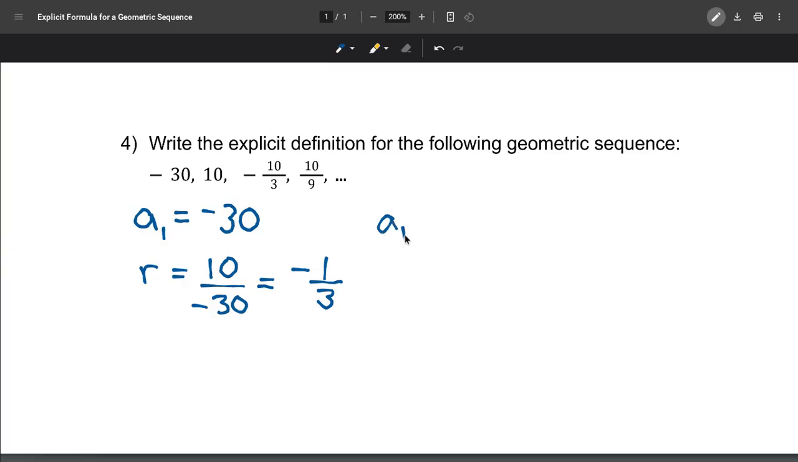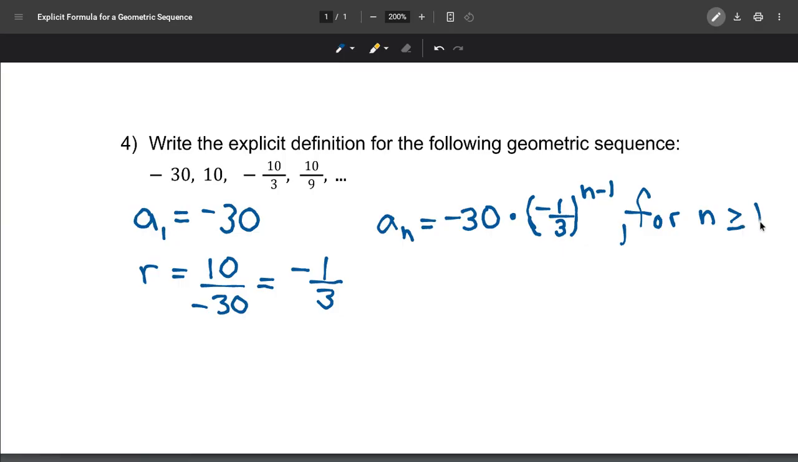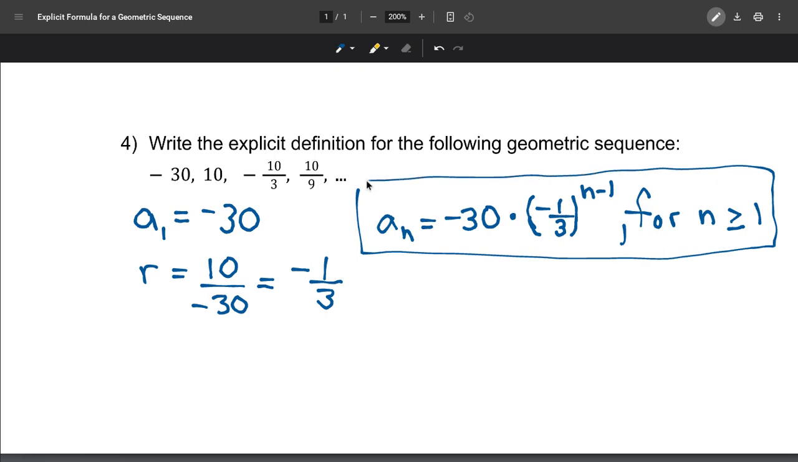So our definition, a sub n equals negative 30 times, let's do negative 1/3 in parentheses, to the n minus 1 power for n is greater than or equal to 1. And there you have it.